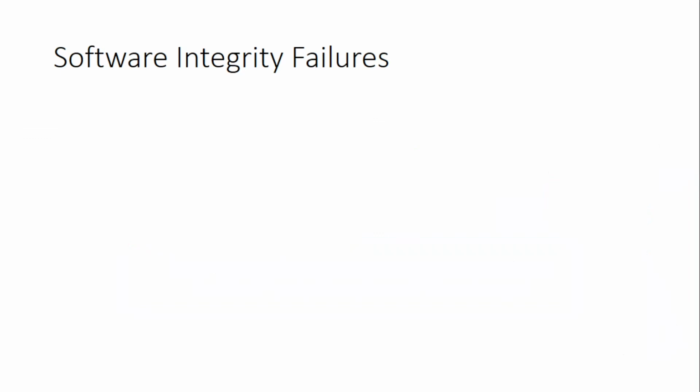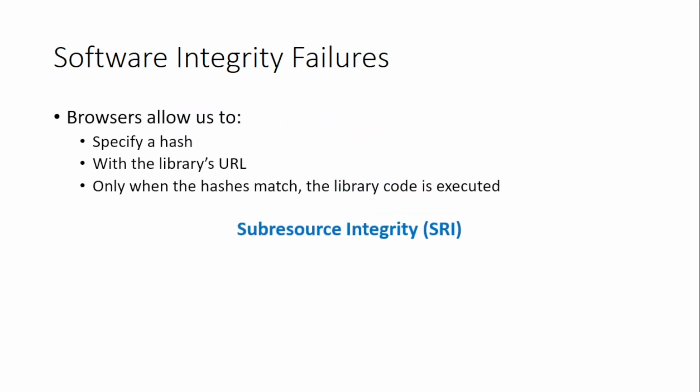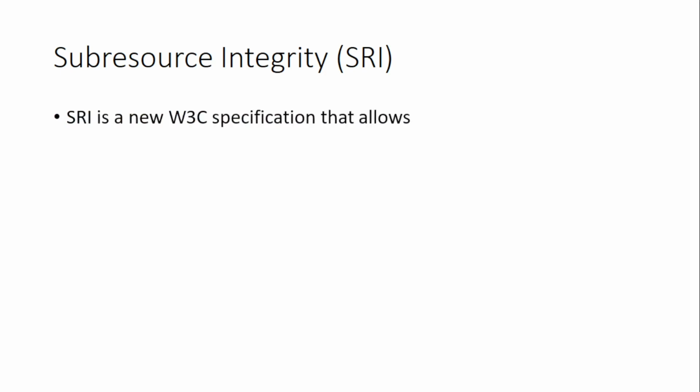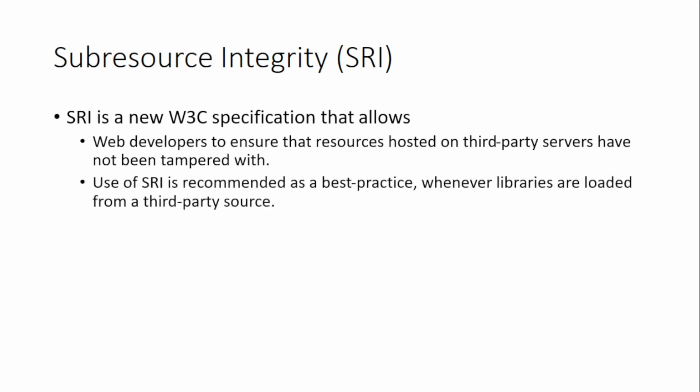So as a way to mitigate this problem, modern browsers allow us to specify a hash along with the library's URL. So the library code is executed only when the hashes match. And this security mechanism is called subresource integrity. Subresource integrity, or SRI, is a new W3C specification that allows web developers to ensure that resources hosted on third-party servers have not been tampered with. And the use of SRI is recommended as a best practice whenever libraries are loaded from a third-party source.